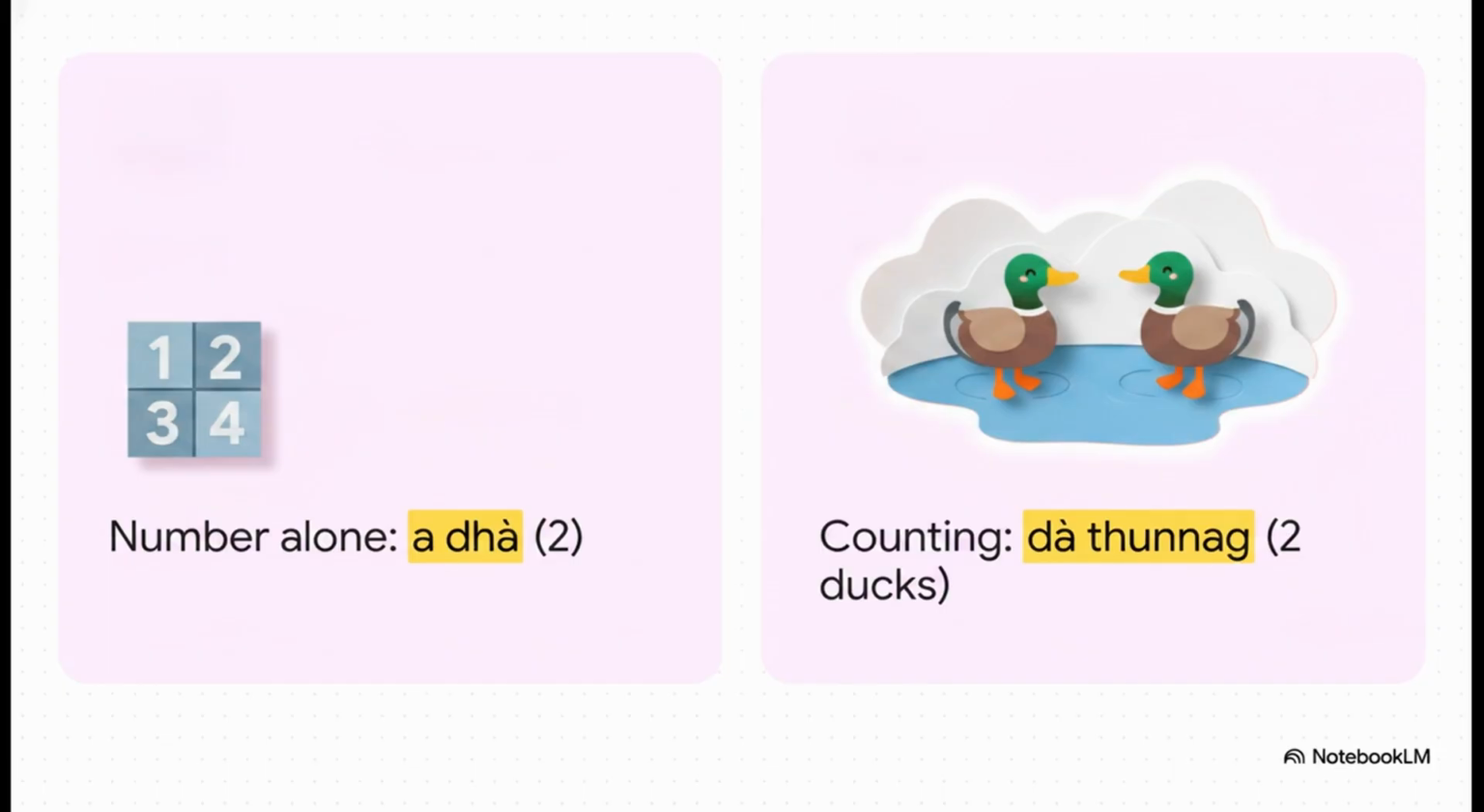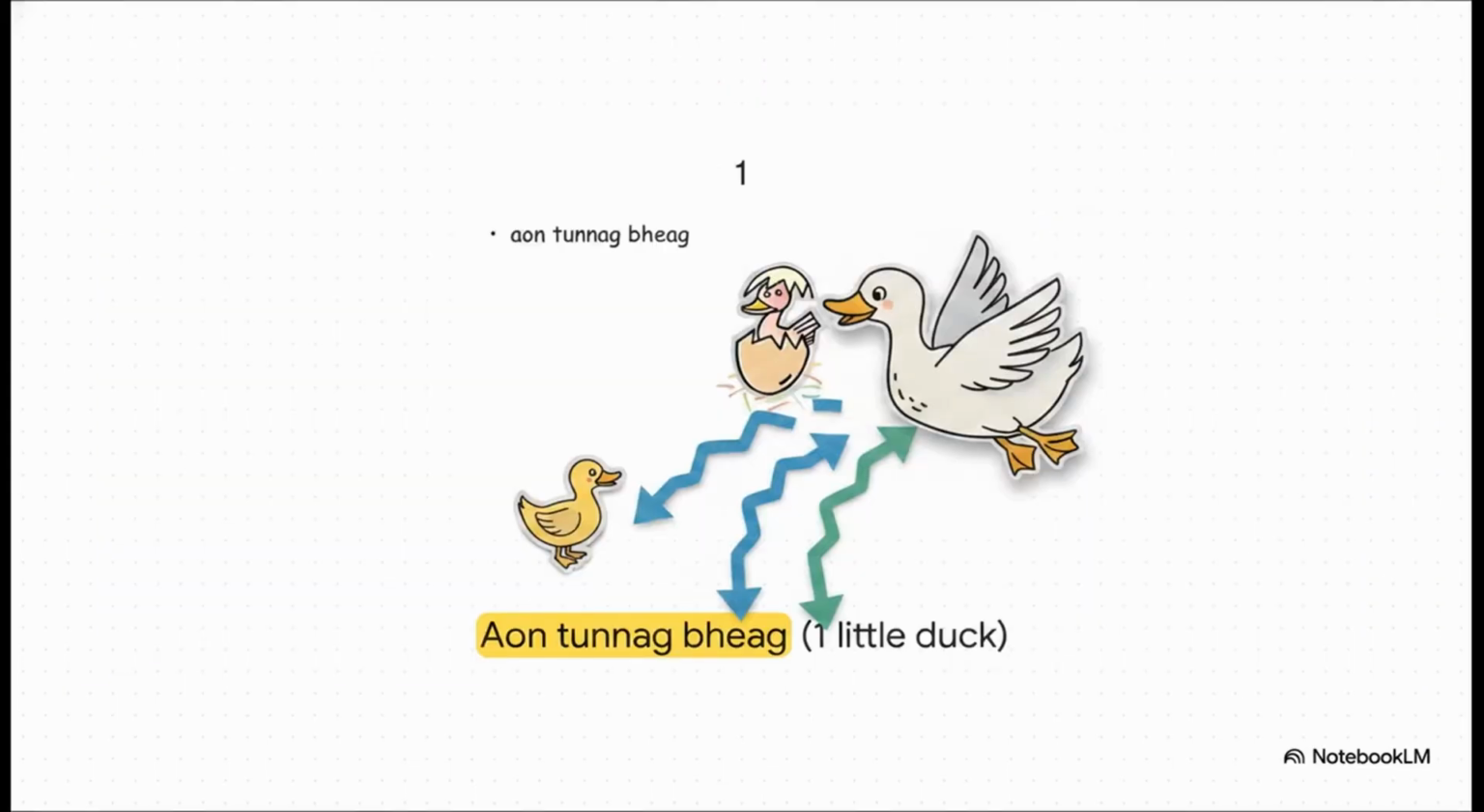Take the number 2. By itself, it's a da. But the second we count 2 ducks, that da drops its h and becomes da. And get this, it passes that h right onto the noun instead. So tunnig turns into thunnig. This softening sound is a process called lenition. So abstract 2 is a da, but 2 ducks, that's da thunnig. And this beautifully illustrates just how tricky and honestly fascinating lenition can be.